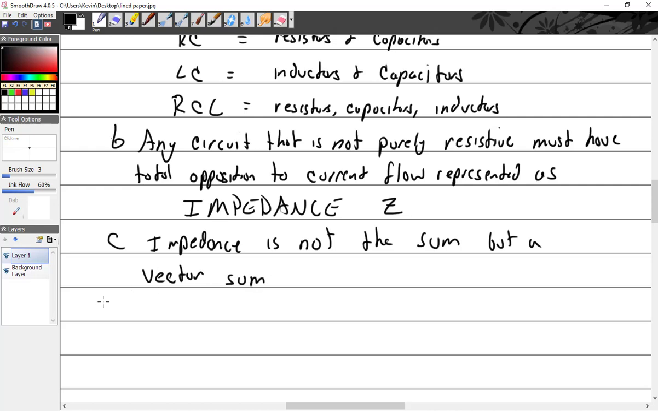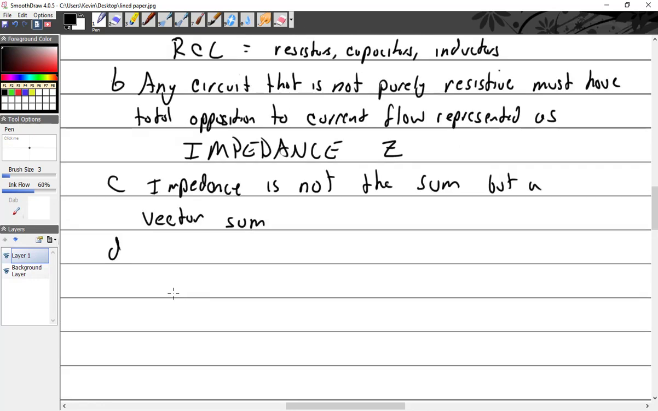And do you remember my friend vector? Yes. Vector is what? A quantity having both magnitude and direction. Oh yeah! Something like that. I don't know. All right. It's not the sum, but a vector sum.